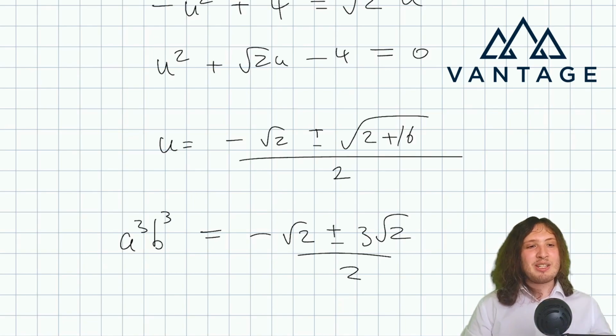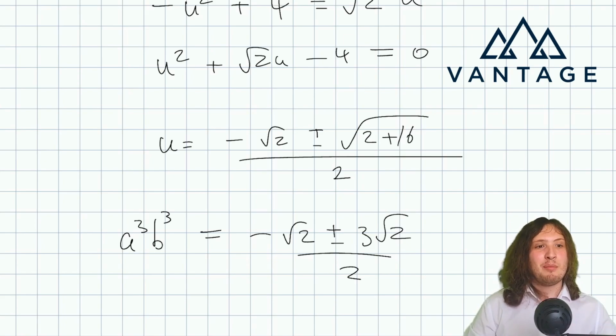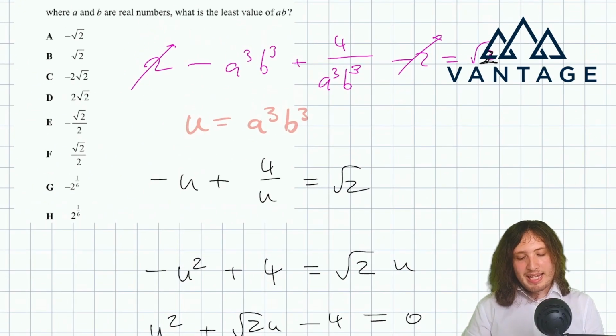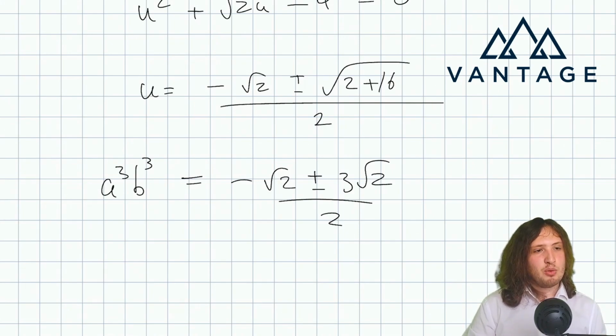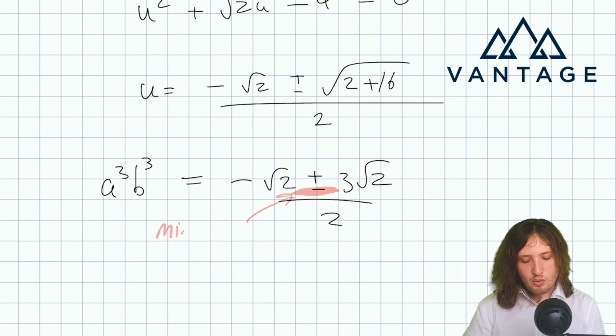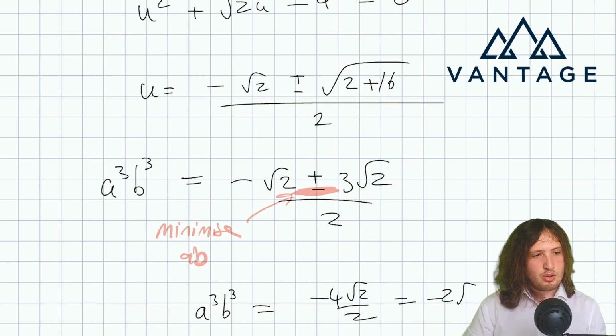Now, because x cubed is an increasing function, the bigger the number I cube, the bigger the number I get out. If I want AB to be as small as possible, I obviously want A cubed B cubed to be as small as possible, which means I definitely want to pick the minus root in order to minimize AB. So if I'm doing that to minimize AB, that tells me that A cubed B cubed, the minimum that can be, well, minus root 2 minus 3 more root 2s is going to be minus 4 lots of root 2 by 2, which is minus 2 root 2.